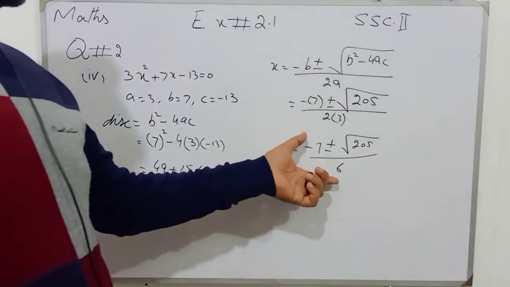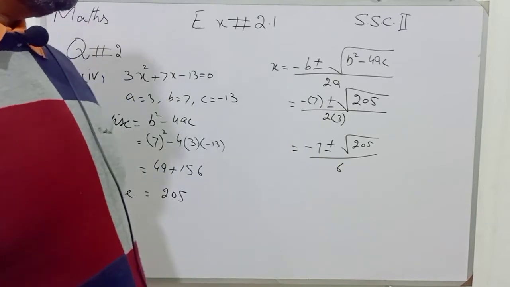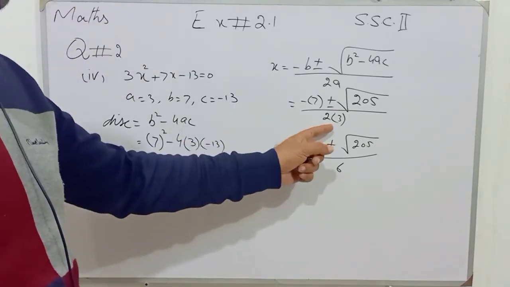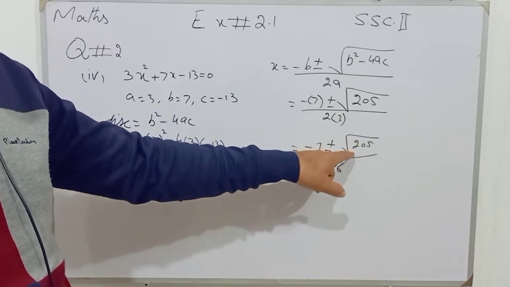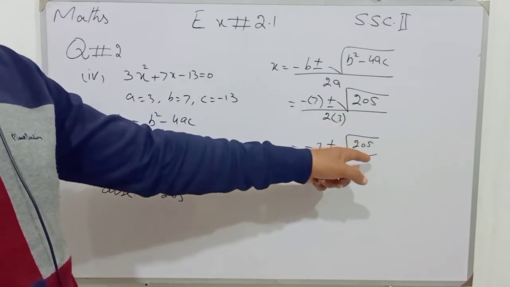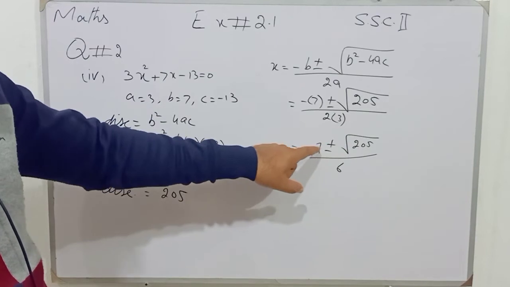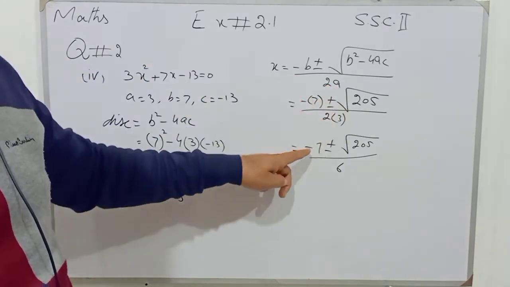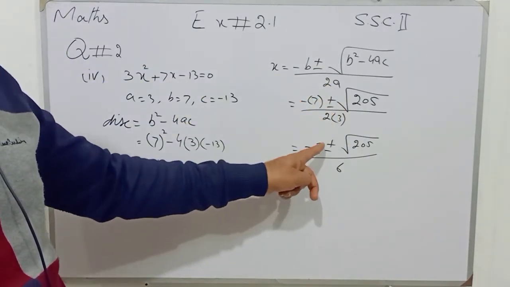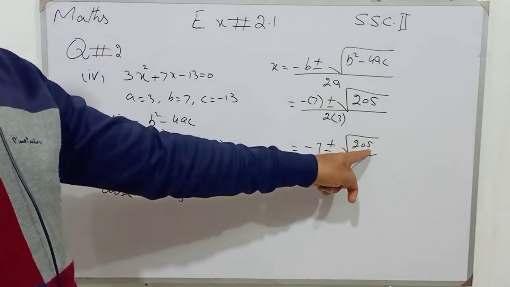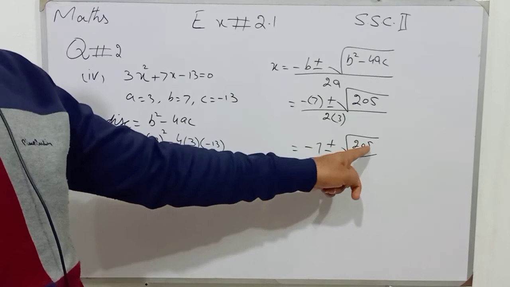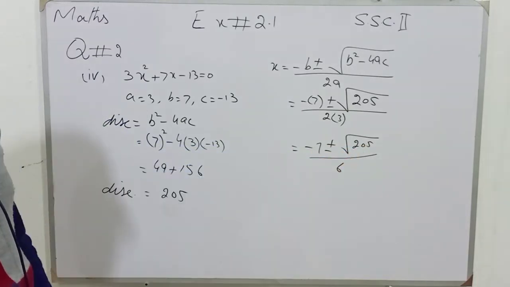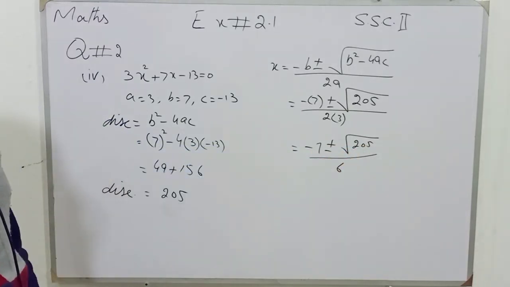Students, it cannot be simplified anymore, and it is indicating that the roots are irrational because 205 is under the square root. It is indicating that it is irrational and unequal because first root will be minus 7 plus under root 205 over 6, and second root will be minus 7 minus under root 205 over 6. So our roots are unequal and irrational.